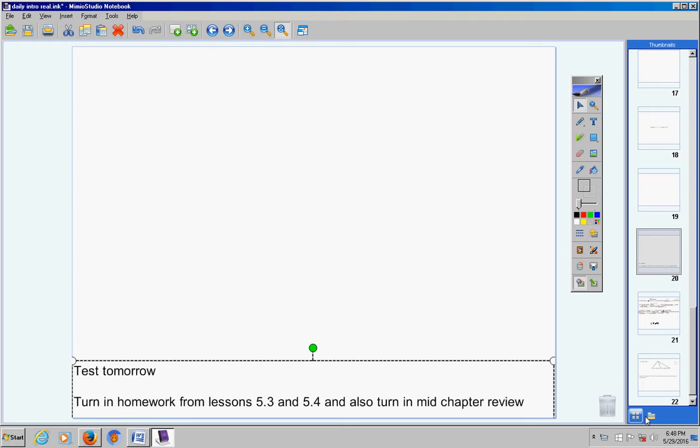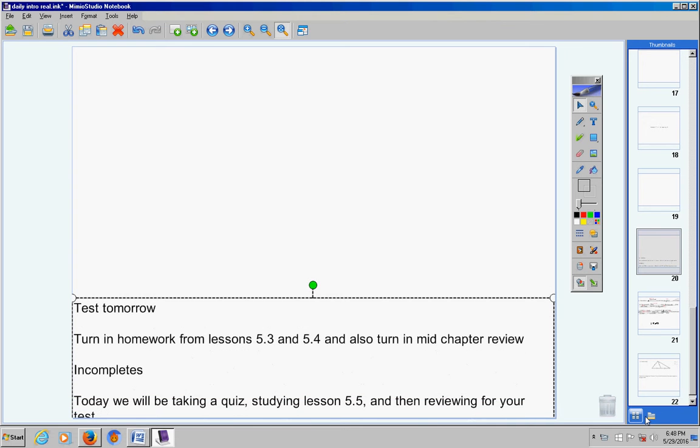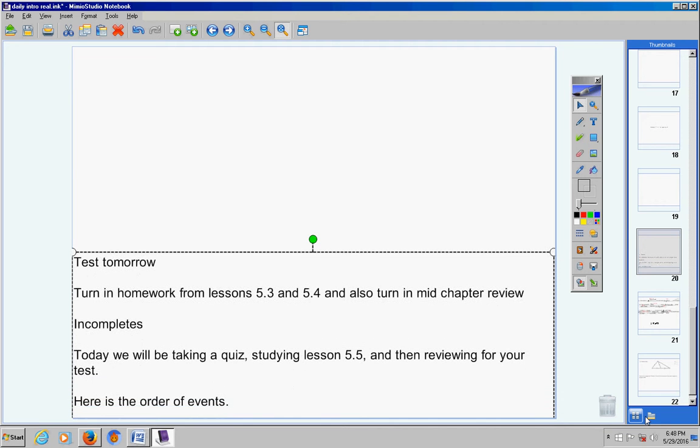Please turn those in today if you want. Three assignments: scan those and email those to me. Incomplete, you have none. Today we're going to be taking a quiz. We're going to be studying lesson 5.5 and then reviewing for your test tomorrow.